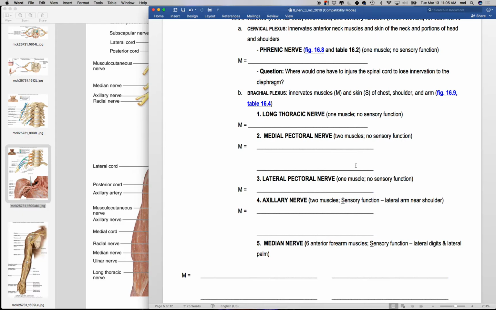And the long thoracic nerve is going over here, and you don't learn any of the rest of them. Is that okay? Okay. That also has no sensory function. So no sensory function for the first three. Okay. Got it? Okay. Got me?